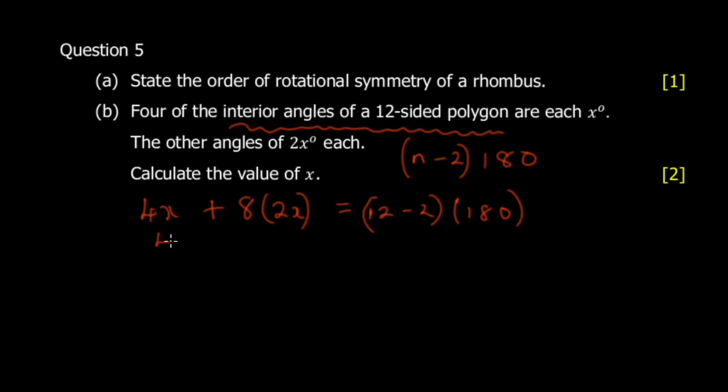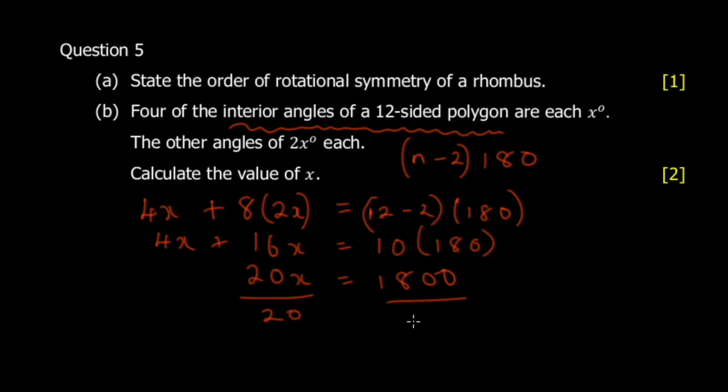And here you get 4x, here you get 16x, here you get 10 multiplied by 180, here you get 20x equal to 1800. You divide both sides by 20. After that, you get x equal to, cancel this one here, 20 over 180, you get 90 degrees. So that's it for our question 5b, and in the next video we'll look at question 6 to 10.